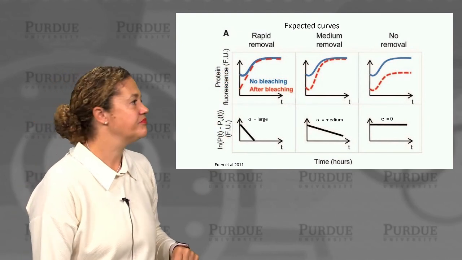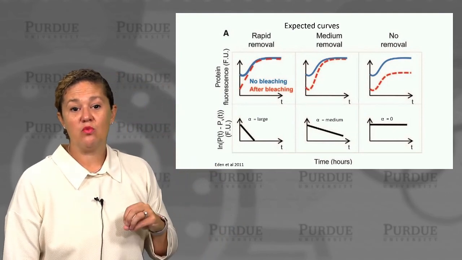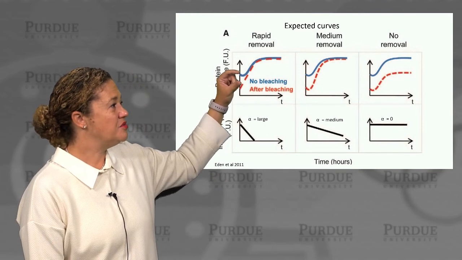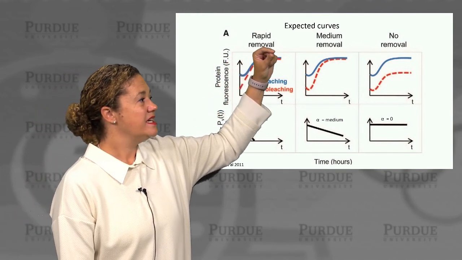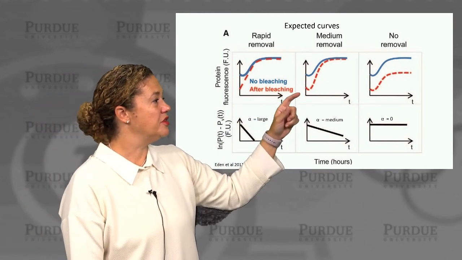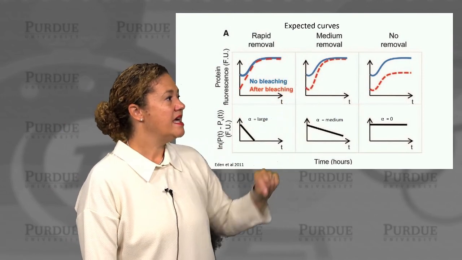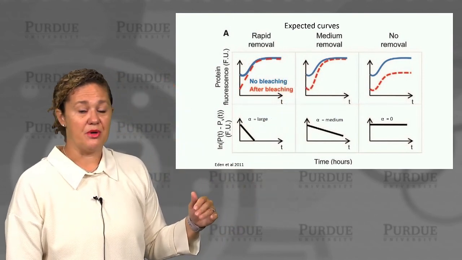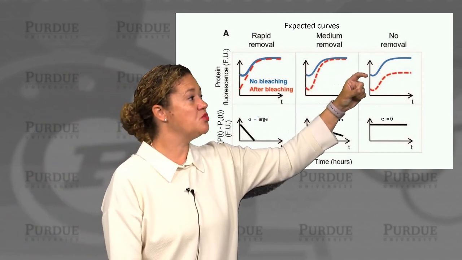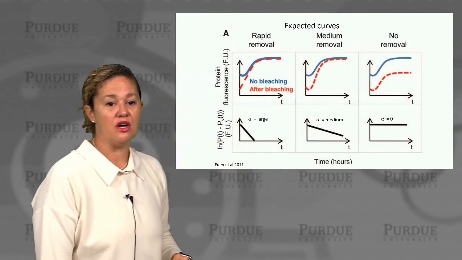So if that population were rapidly removed, if it rapidly decayed, we would expect that difference to decay very rapidly to eventually being no difference. If we had a medium level of removal, then we would see this gap decay, but more slowly. And if there were no removal of the protein, no decay of the protein, of our invisible population, again, you would see that gap maintained through the time course of these curves, right?